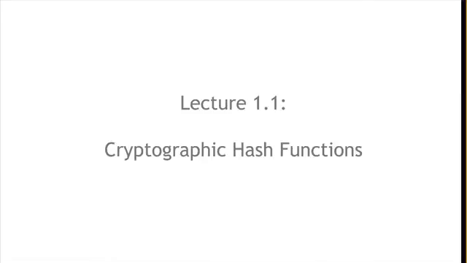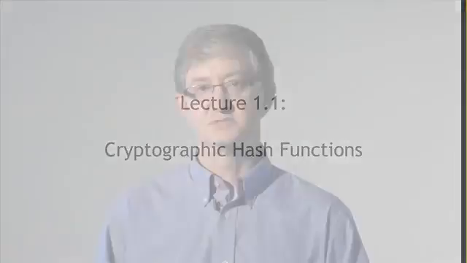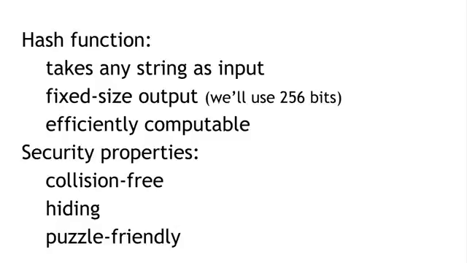In segment 1.1, we're going to talk about cryptographic hash functions. We'll talk about what they are and what their properties are. And then later we'll move on and talk about what their applications are. So a cryptographic hash function is a mathematical function, and it has three attributes that we need to start with. First of all, a hash function can take any string as input, absolutely any string of any size. It produces a fixed size output. We'll use 256 bits in this series of lectures because that's what Bitcoin does. And it has to be efficiently computable, meaning given a string, in a reasonable length of time, you can figure out what the output is.